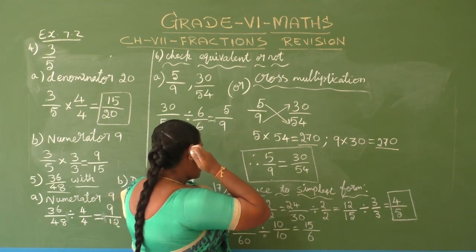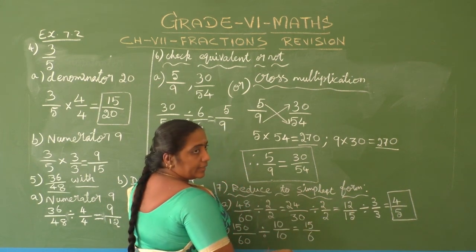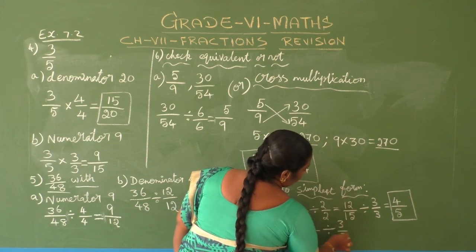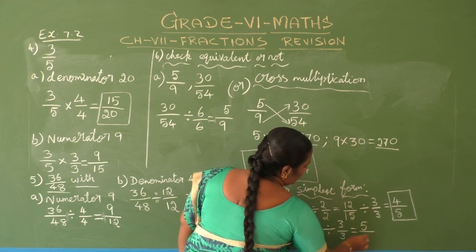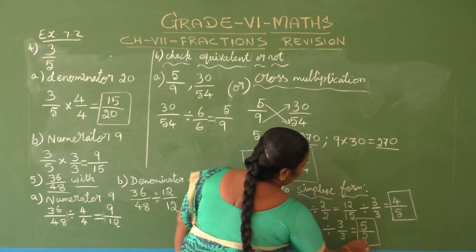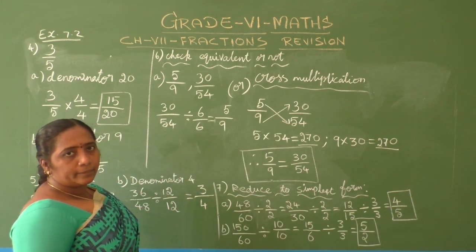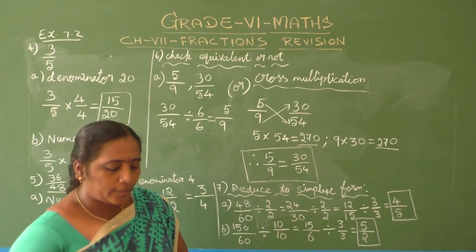Then which is the common table for these numbers? 15 by 6 means we can take the 3 table. How many times will it come? 3 by 3 means 5 3s are 15, and 2 times it will come. 2 3s are 6. Hereafter we cannot reduce it. So 5 by 2 is the answer. Okay? Do you understand? Right. The next one.